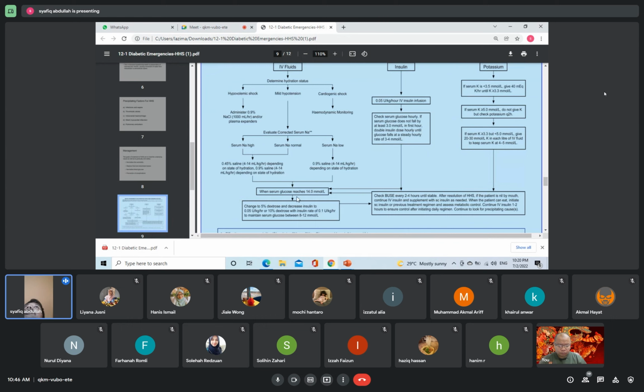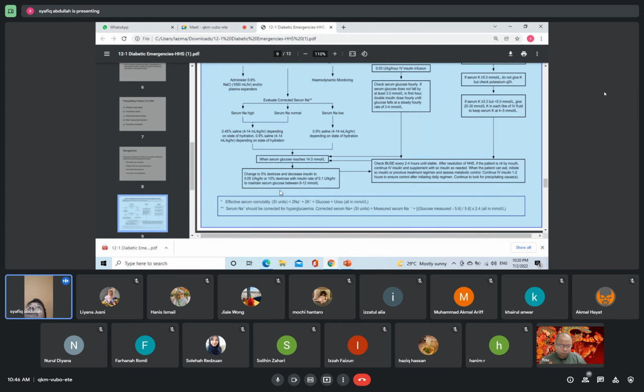So bila glucose dah sampai 14 millimole per liter, we can change to dextrose 5% and decrease insulin back to the initial fixed scale 0.05 unit per kg per hour, or we can change to dextrose 10% with insulin rate 0.1 unit per kg per hour, sama macam DKA, in order to maintain serum glucose between 8 to 12 millimole per liter.